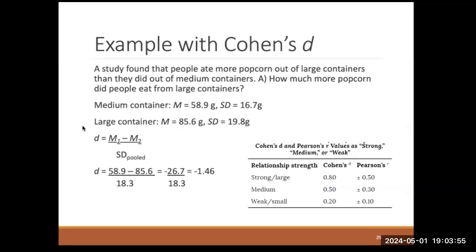So the formula for Cohen's d is you take the mean of the first population sample of interest and the mean of the second, subtract them, and then you divide by the standard deviation.